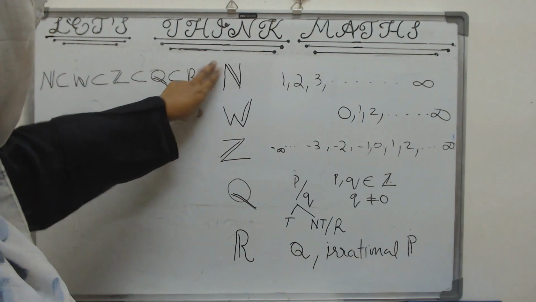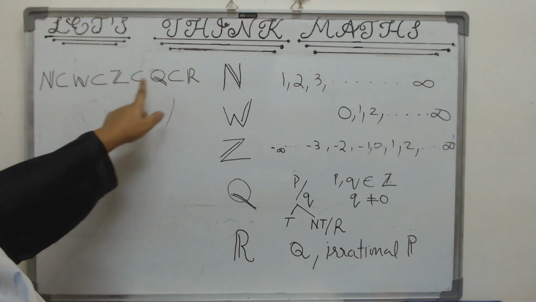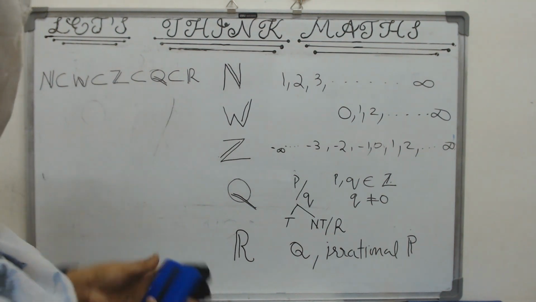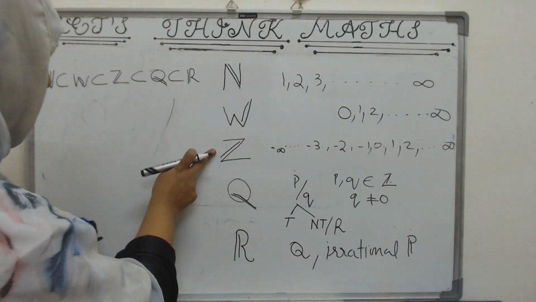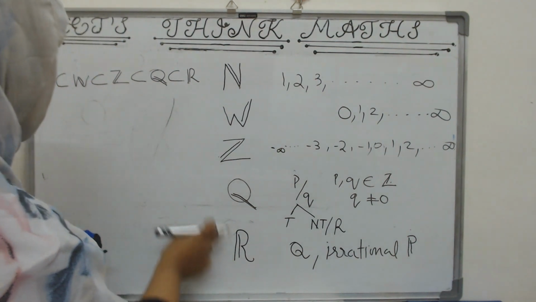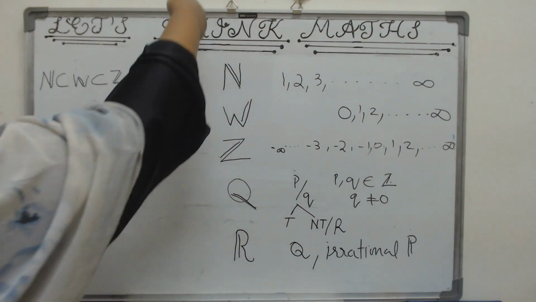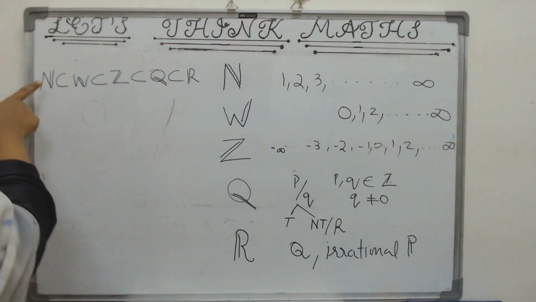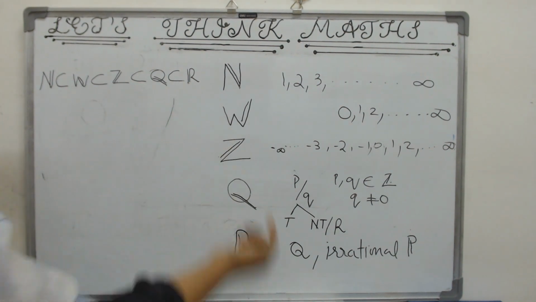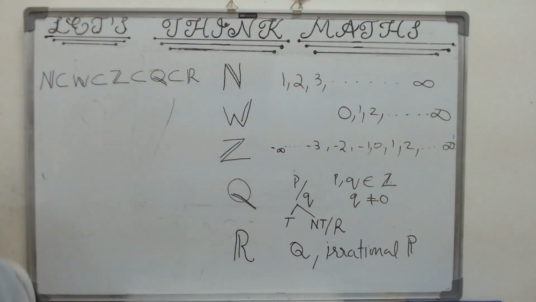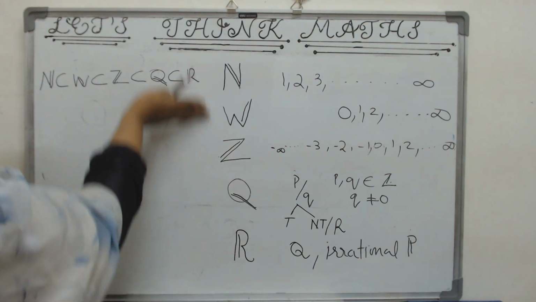Every natural number is all of this. It is a whole number, an integer, a rational number, a real number. Every whole number is all of this. Every integer is all of this. Every rational number is a real number. So the inclusivity works downwards, like this. But then it does not work the other way. Every real number is not any of this.